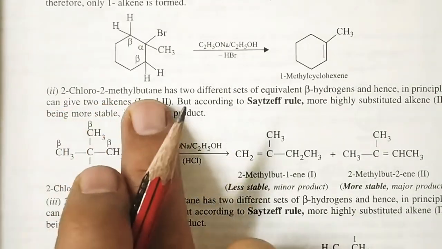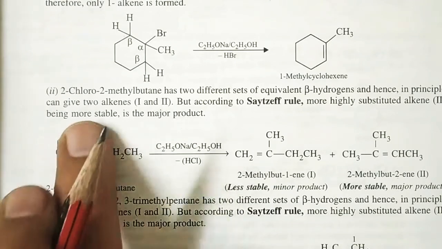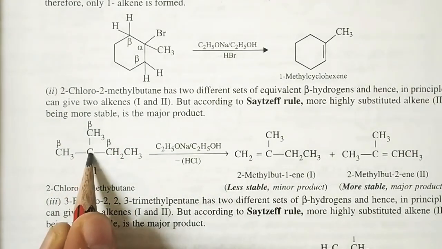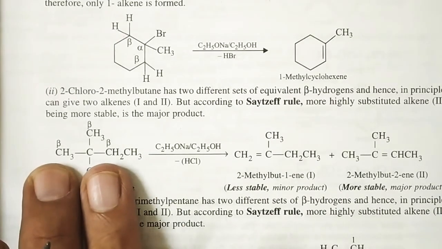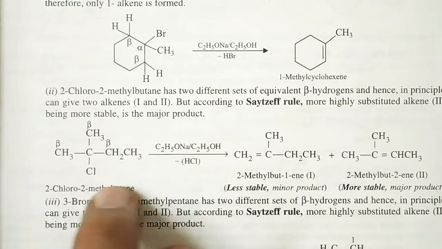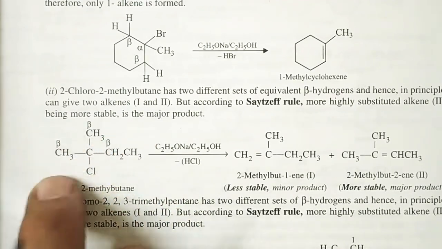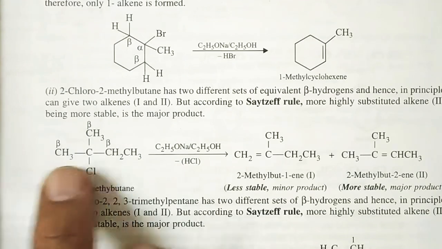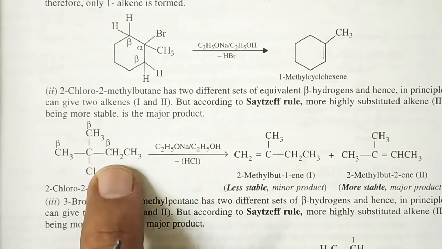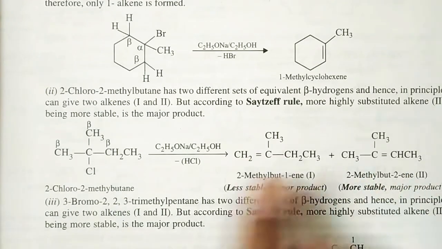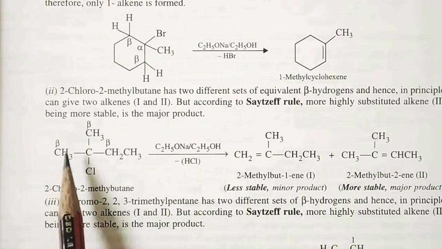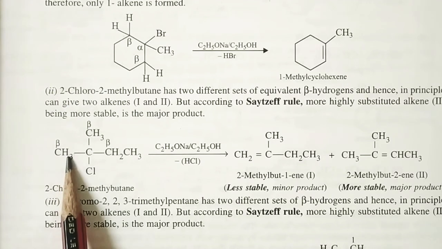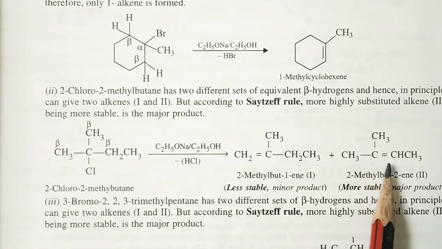While in the case of 2-chloro-2-methylbutane, the chlorine-connected carbon is alpha and the neighboring carbons are beta. Here the two beta positions are different in nature. One is more substituted, and the preference goes to this one regarding the Saytzeff rule, because these reactions proceed through the carbocation. So 2-chloro-2-methylbutane has two different sets of equivalent beta hydrogens. Either we get the less stable alkene, or the more stable 2-methyl-2-butene regarding the Saytzeff rule.